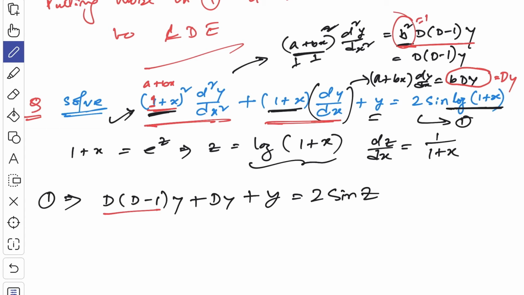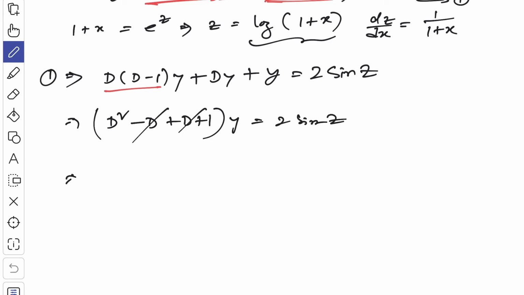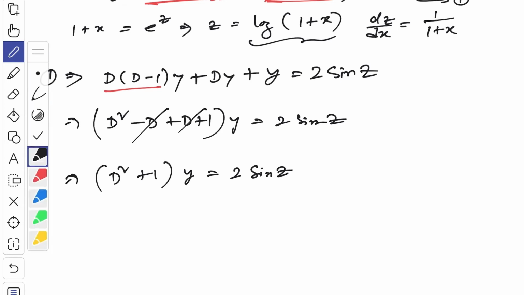Now if you simplify this, then after simplification you will get (D square minus D plus D plus 1) y equals 2 sine z, and here plus D and minus D are gone, so (D square plus 1) y equals 2 sine z. Now this is a linear differential equation. So this is now in the form that we have already discussed.